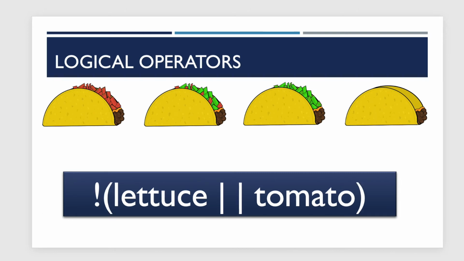Oh no, but what happens if we have our NOT? Which of the tacos meets this criteria? Well, it may help if you reword the phrase in your head. So, what if I said, I do not want lettuce or tomato? Well, the only taco that does not have lettuce or tomato would be the plain taco.